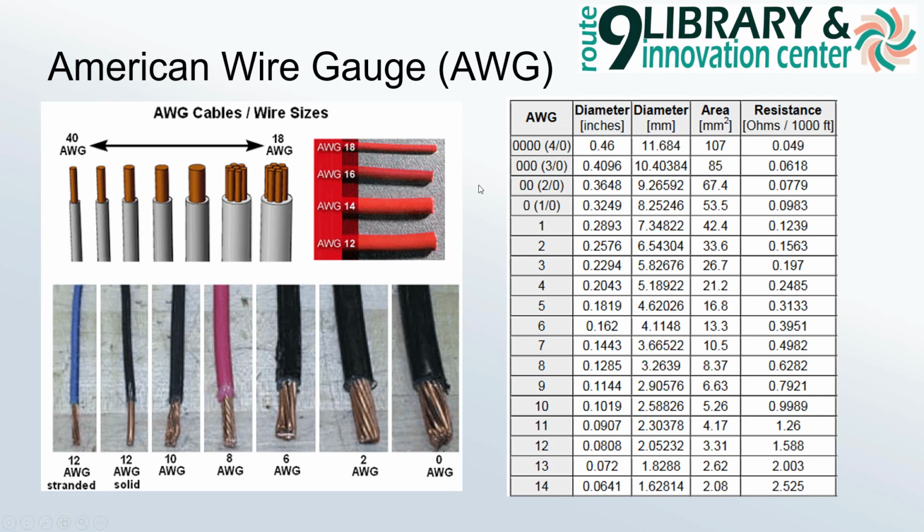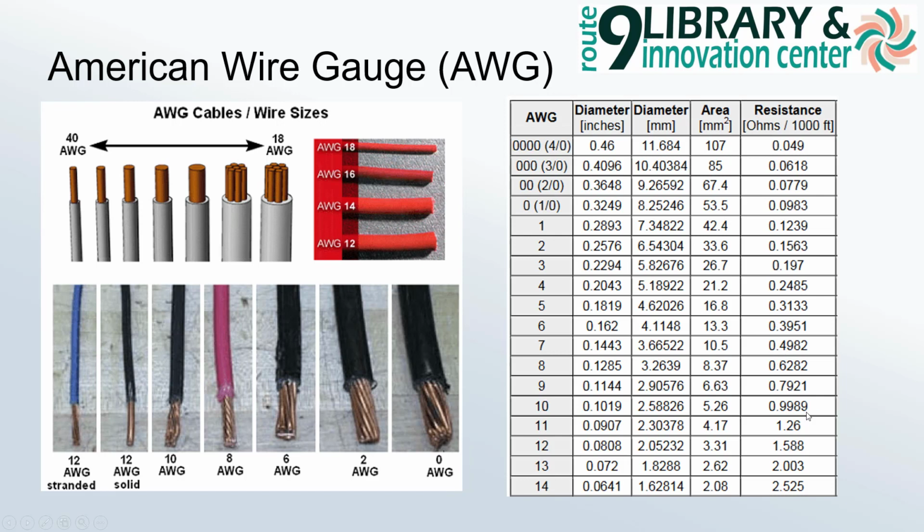You can look it up in the table. Here's the American wire gauge size. You can go over here and look at the effective diameter of it. These are obviously for very big wires. Here's the diameter in inches, diameter in millimeters, the area in square millimeters, and then the resistance per feet. So you don't even have to do the calculation we had. You can just look it up in this table.